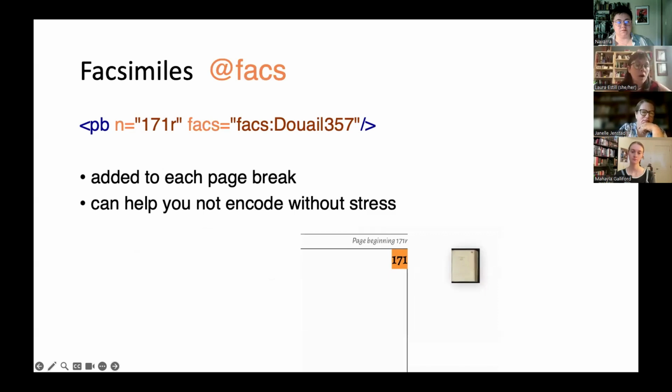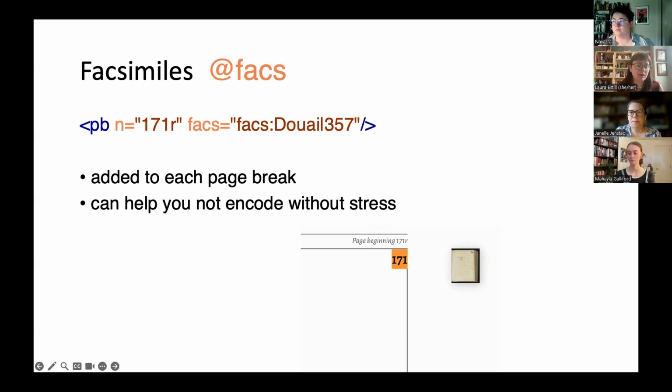Part of the reason we are not going to encode everything is that ideally in your edition, you will have a facsimile. And the facsimile will be added to each page break of your semi-diplomatic transcription. And what this means is that I find that incredibly relieving to know that I am not trying to create a diplomatic transcription that follows everything exactly on the page, where I realize that someone can go and look at the facsimile themselves. So this is how you encode that facsimile.